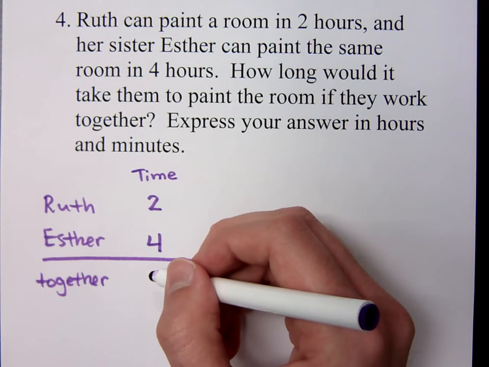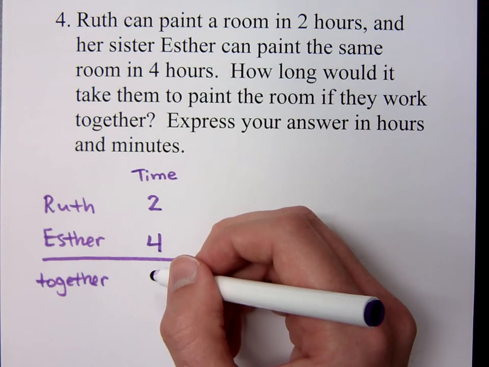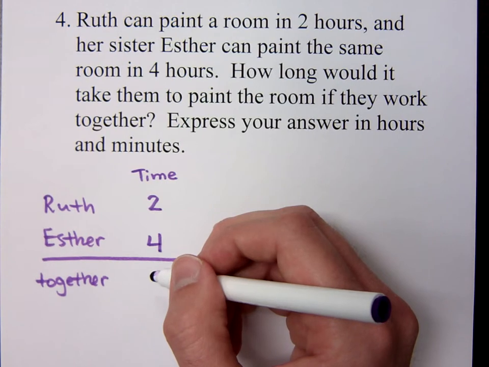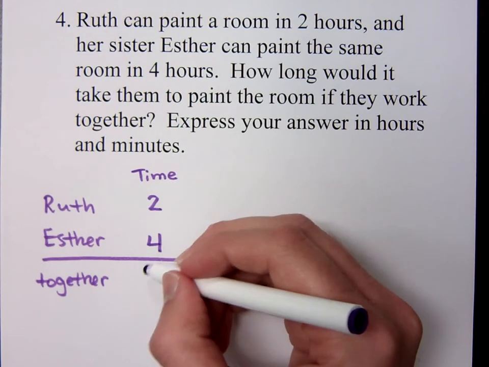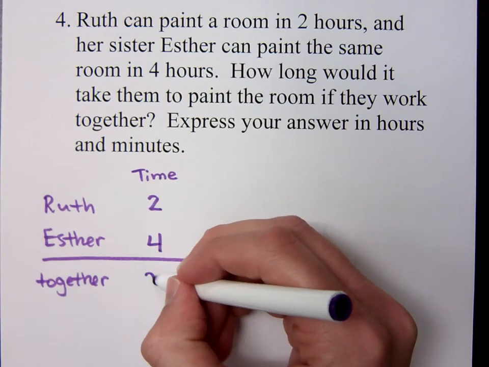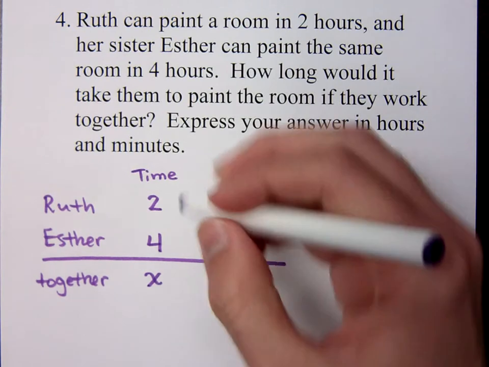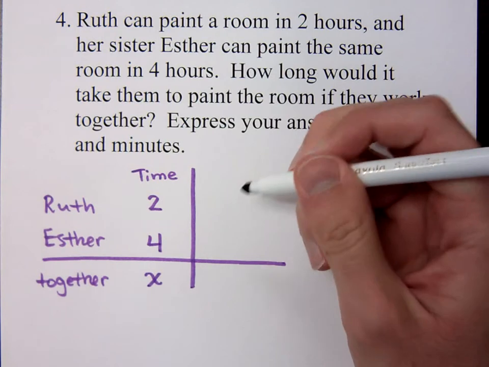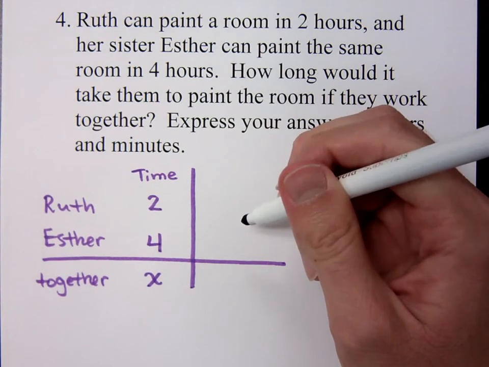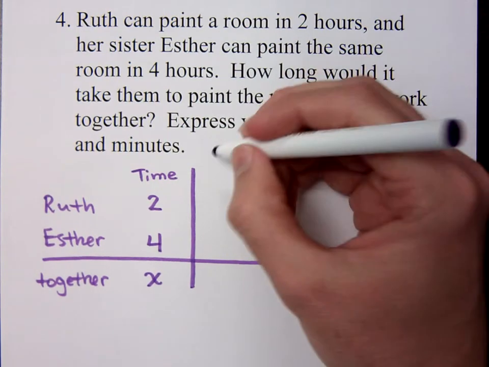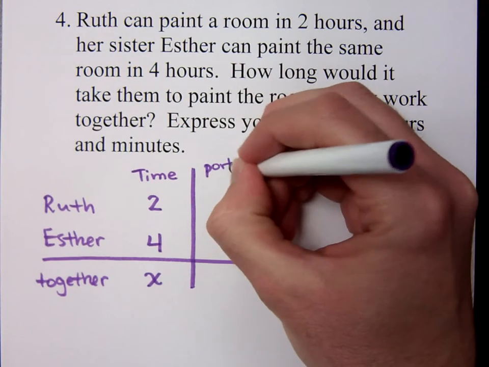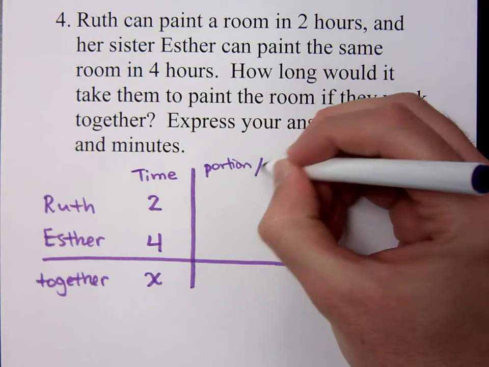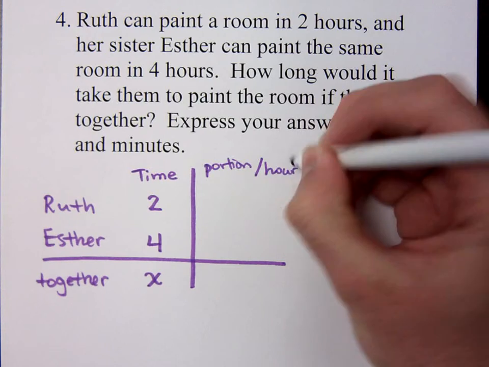Really? It's going to take them 6 hours to paint the whole room? Do you know how long it takes them when they work together? So what should we write here? X. The key part in the setup is the right column. This right side column gives you your equation. And what we have here is the portion that's being done per hour.